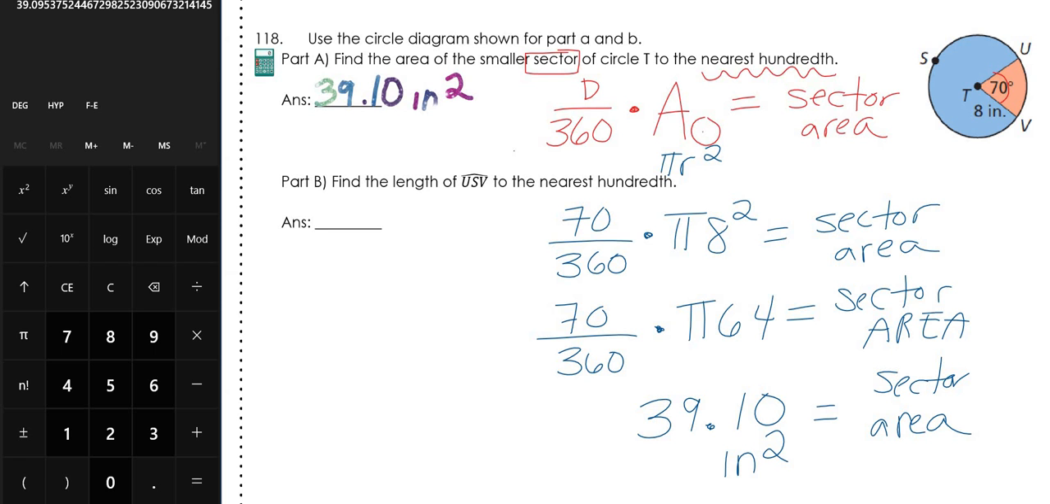Part B of this question says, find the length, now we're looking for length, of arc USV to the nearest hundredth. Okay, so we're looking for the length of this arc. Now, we're not actually looking for the length of the pie slice that we were looking at. We're looking at the rest of the circle. So I want to go over the formula that we're going to use here. So I'm going to clear off some space.